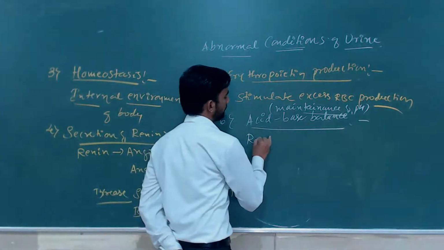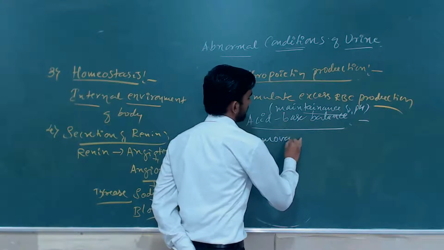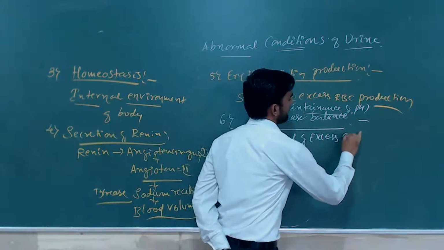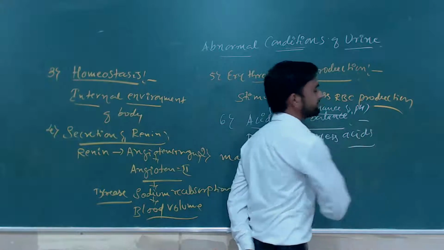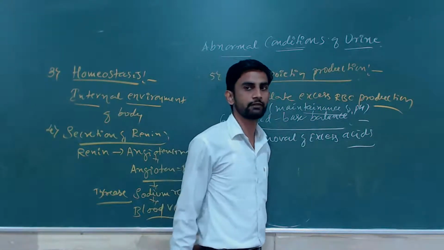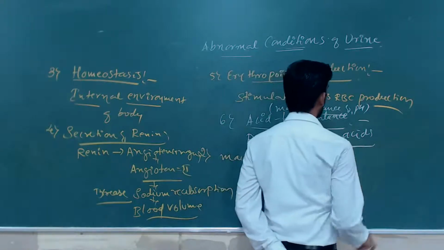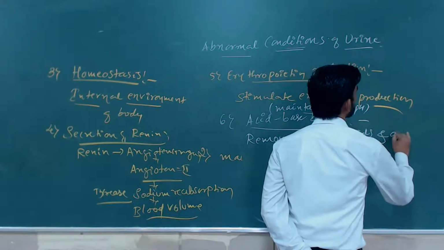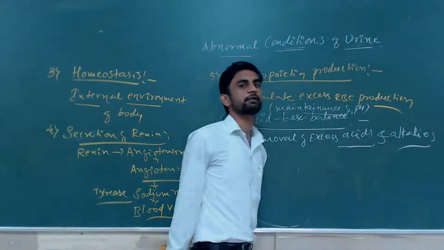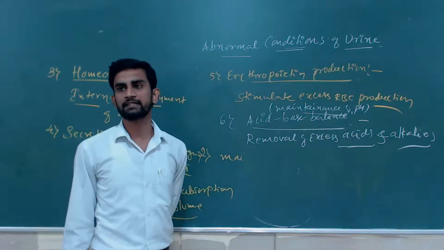By removal of excess acids. Acids in the sense of what here? Hydrogen ions, by selective secretion from kidney tubules. Removal of excess acids and also alkalis. Alkalis, what comes under it? HCO3 minus, bicarbonates.